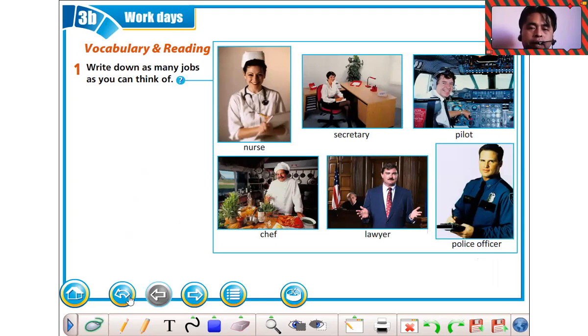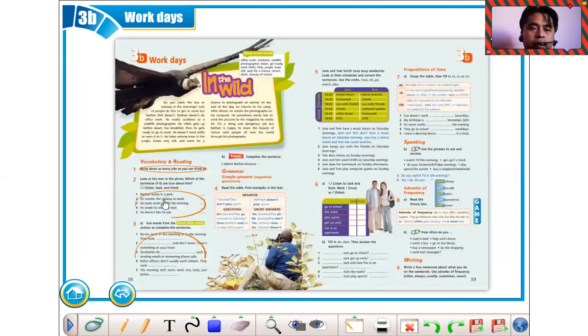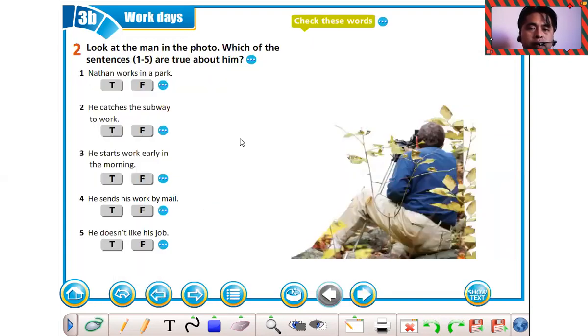Okay, then we have this exercise. Let's wait for this to load. And it says, look at the man in the photo. Which of the sentences 1 to 5 are true about him? Nathan works in a park. If you remember, he doesn't work in a park, so it is false. Number 2, he catches the subway to work. He doesn't catch the subway, so again, false.